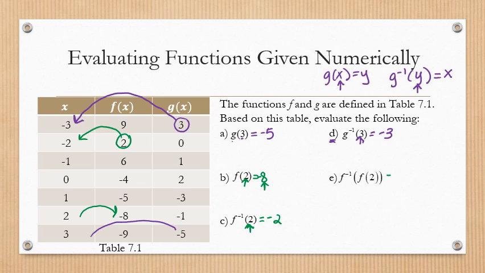Now if I looked at letter E, now this is a composition with an inverse function. So the first thing we'll do is evaluate the inside function. So f of 2, so when I substitute 2 into f, it outputs -8. So now I go to f, and since this is an inverse, it's saying the output is -8. What input gives us that? So our output of -8 is here. The input for that is 2.